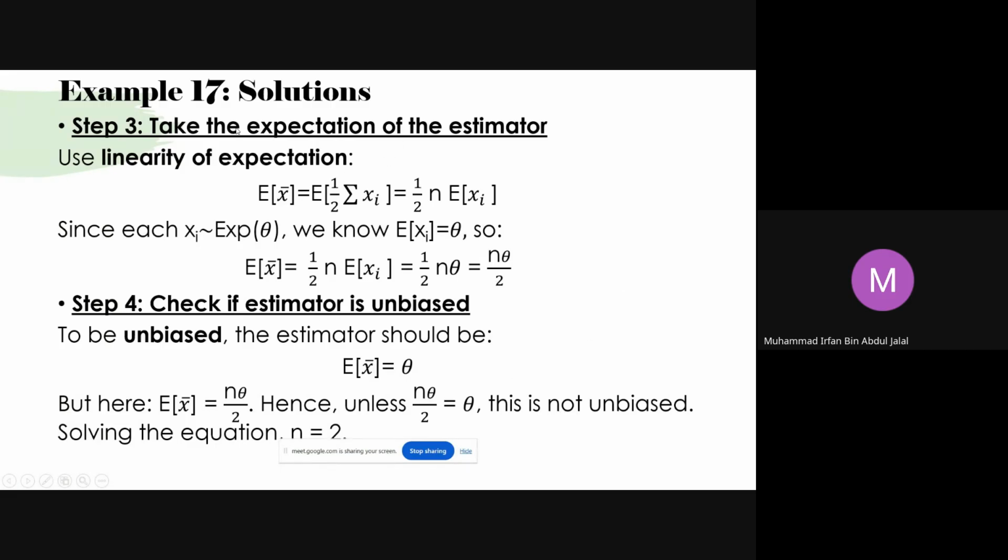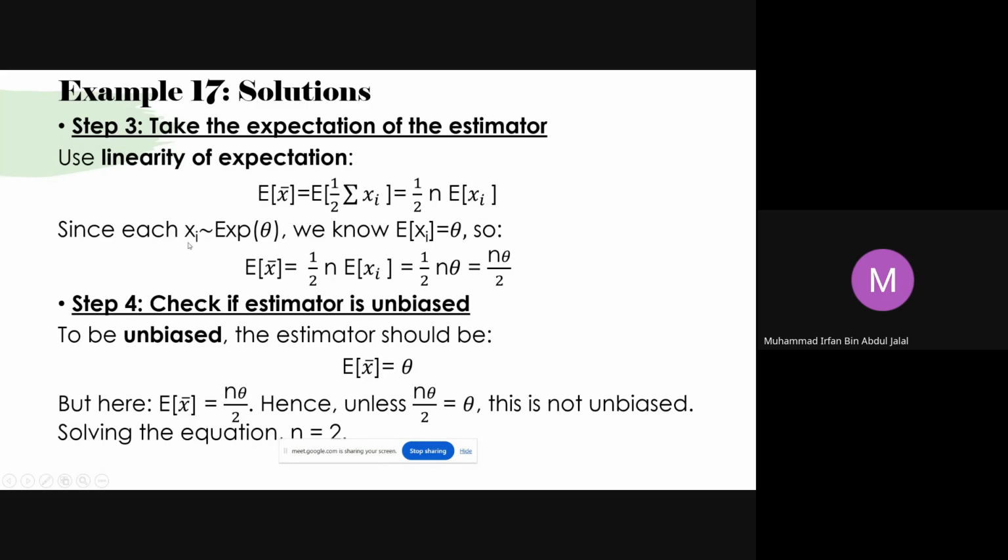So take the expectation of the estimator. Again, using the linearity of expectation, we can substitute the x bar here, the estimator of interest, with these values. So again, using the linearity of expectation, we can move the half outside, and the expectation of the sum can be taken term by term, and then the expectation of x after that.